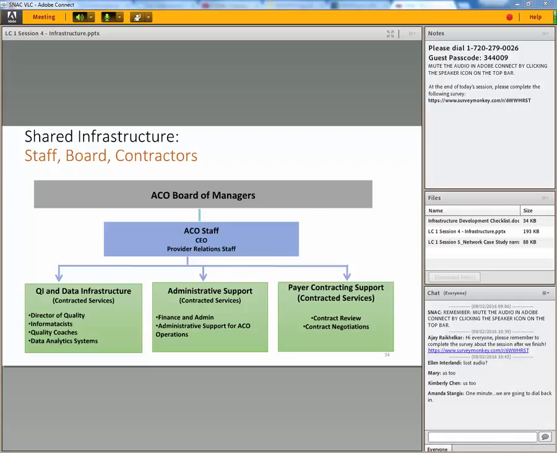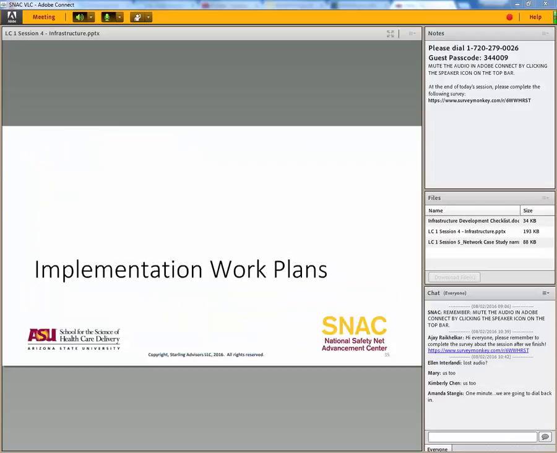Theoretically this would be enough of an infrastructure for a freestanding network between the contracting, negotiation of contracts, and the quality and data infrastructure. Now, that alone, you'd need a lot more detail to determine their level of integration, but this would be essentially enough of an infrastructure for a freestanding network.